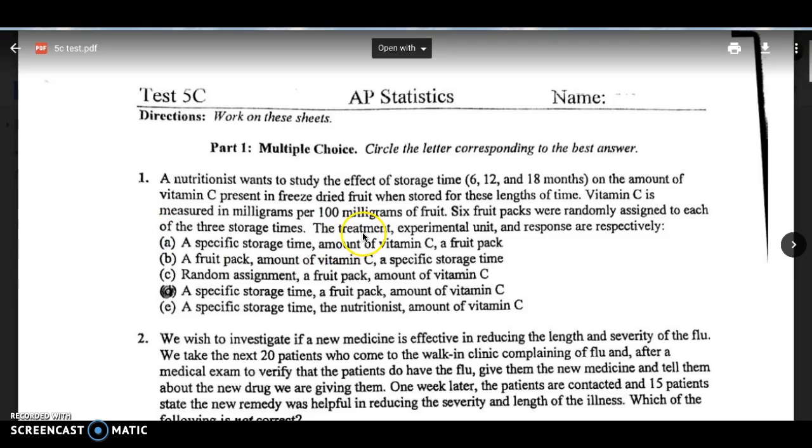So the first thing, the treatment is how long you store it. So you can immediately rule out B and C. The experimental units are the things involved that you're studying. And it said that we are looking at 6 fruit packs were assigned to each of 3 storage times. So the fruit packs are the units. So we can rule out E, and we can rule out A, which means it has to be C. And finally, so then the response is the amount of vitamin C that you can find in the fruit packs.